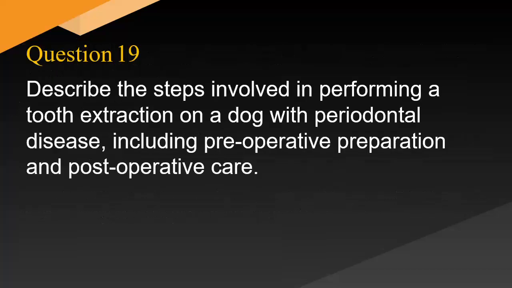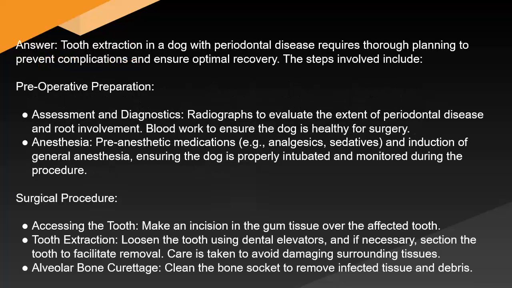Describe the steps involved in performing a tooth extraction on a dog with periodontal disease, including preoperative preparation and postoperative care. Answer. Tooth extraction in a dog with periodontal disease requires thorough planning to prevent complications and ensure optimal recovery. The steps involved include preoperative preparation, assessment and diagnostics, radiograph to evaluate the extent of periodontal disease and root involvement, blood work to ensure the dog is healthy for surgery, anesthesia, pre-anesthetic medications, e.g., analgesics, sedatives, and induction of general anesthesia, ensuring the dog is properly intubated and monitored during the procedure.